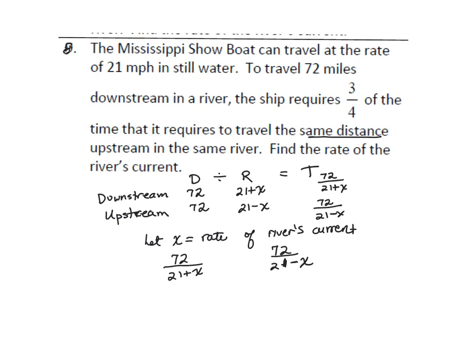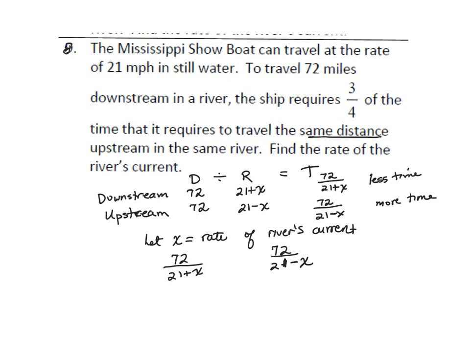Okay, we have to realize that when we travel with the river current downstream, this should take less time. But traveling upstream against the current would take more time. So we know that this quantity on the left is smaller than the quantity on the right. So we have to see what is the relationship between the times.